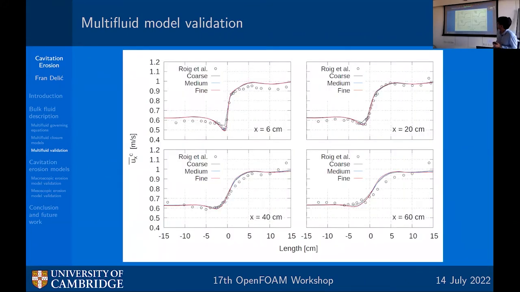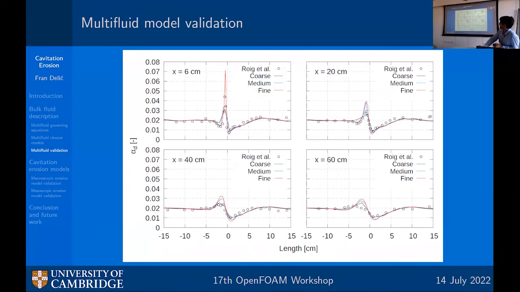These are results for the x velocity of the continuous phase, where the dots represent experimental results and the blue, black, and red lines represent three grids of varying mesh densities. Again, results show good convergence to experimental results across the board at different distances from the inlet.